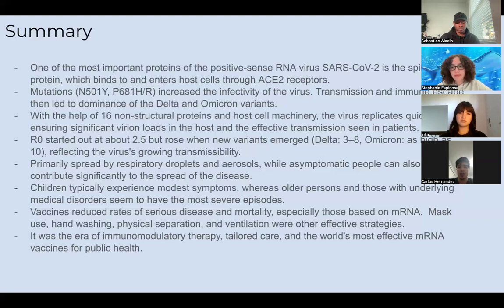Then came epidemiology, where we went over the global spread of the virus. In the beginning, it was thought that the reproduction number, or R0, which is how many people an infected person can infect, would range from 1.4 to 1.5, but it increased, reaching 8 for Delta and 10 for Omicron, when the virus emerged and developed into new variants. This quick increase shows the effect of viral changes and trends of our population.